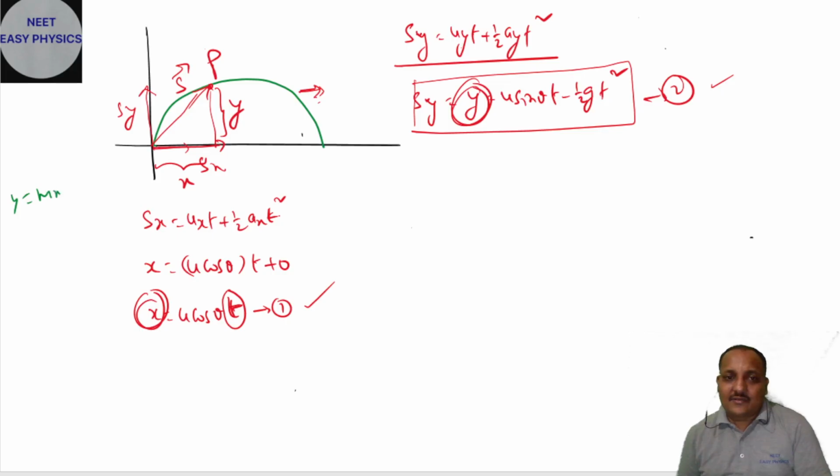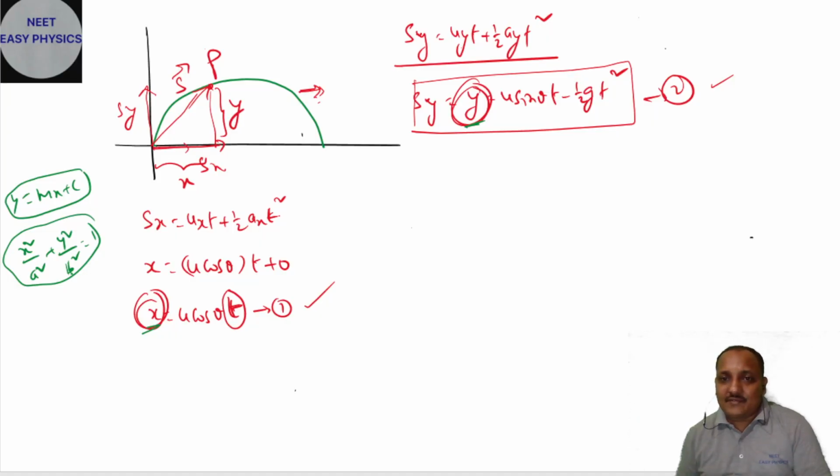Y is equal to mx plus c. What is the nature of this? A straight line. X square by a square plus y square by b square equal to 1. What is the nature of this? This is going to be an ellipse. Now, what is the relation between y and x? If you get it, you will get the nature of this path.